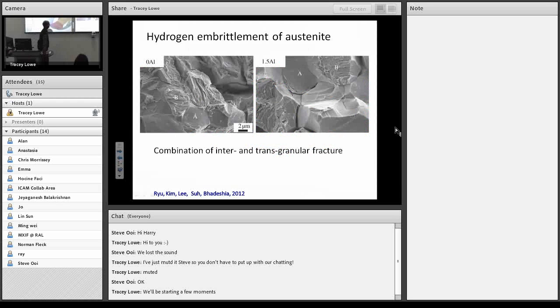And this is austenite. Everyone would say it's nice and ductile, no ductile brittle transition, and you can see that in both cases there are brittle-like failures. This is quasi-cleavage type failure, and some of it is transgranular, some of it is intergranular, and so forth.